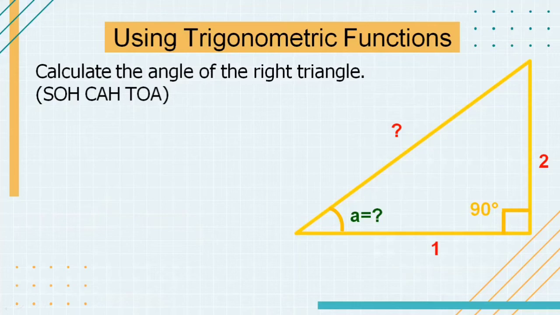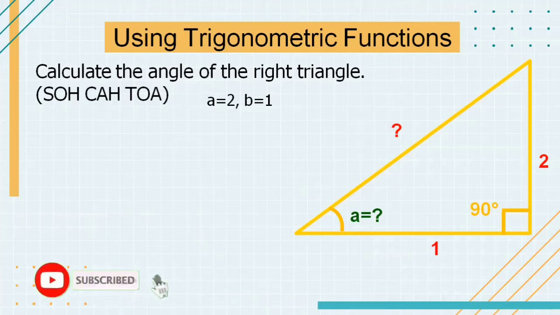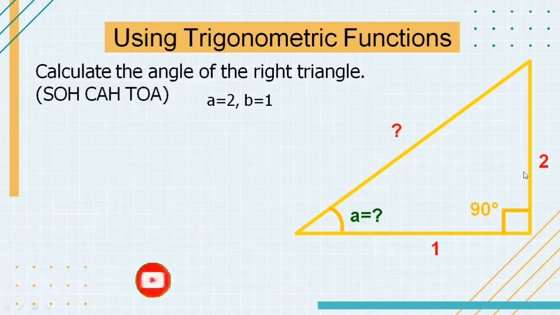Another way is to calculate the angle of the right triangle, using again our SOH. So this time we have our missing side, which is our hypotenuse, and even the missing angle, which is represented by our angle A. And the given that we have in the illustration are side A, which is our opposite side, which is equal to 2, and side B, which is our adjacent side, which is equal to 1.